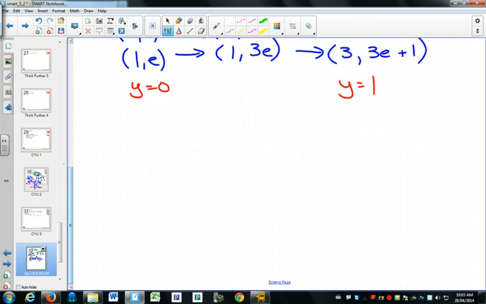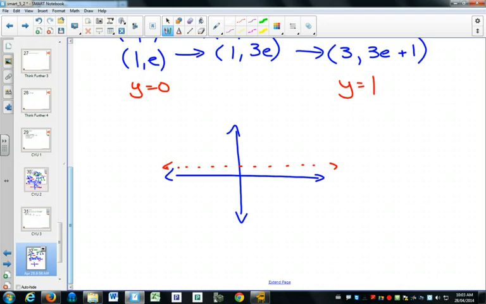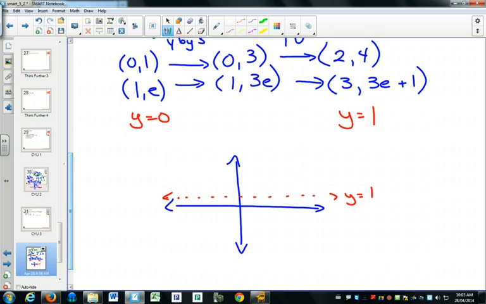So when you go to graph this one, we're going to have an asymptote here at y equals 1. We've got the point 2, 4. And we have the point 3, 3e plus 1, and that's going to be close to 9, between 9 and 10. So we'll just label it as 3, 3e plus 1. And we have the same shape that we had before. And there's your graph.